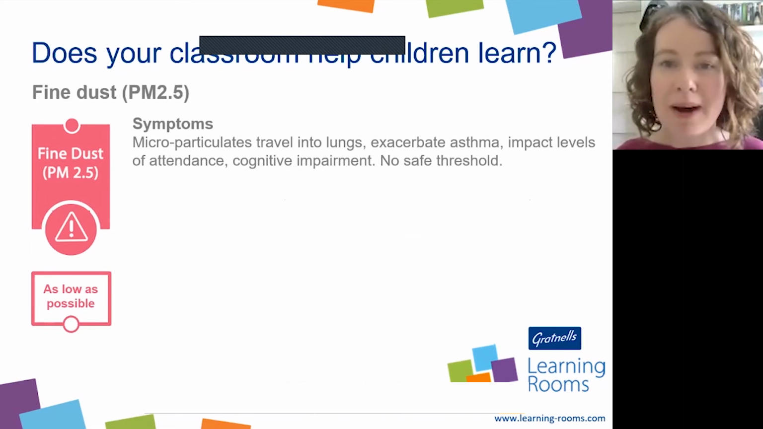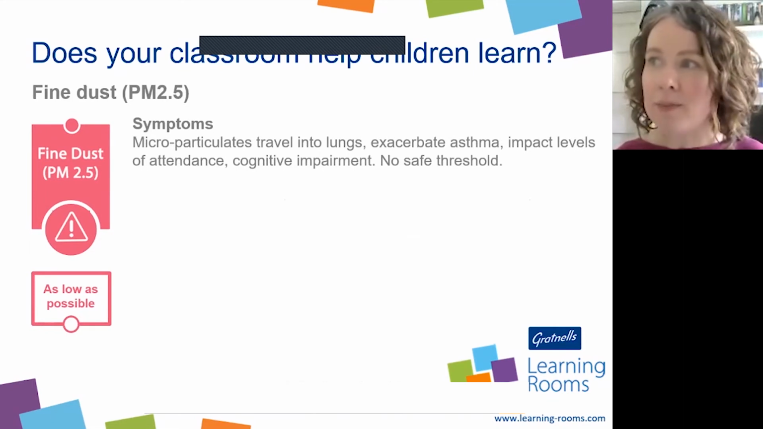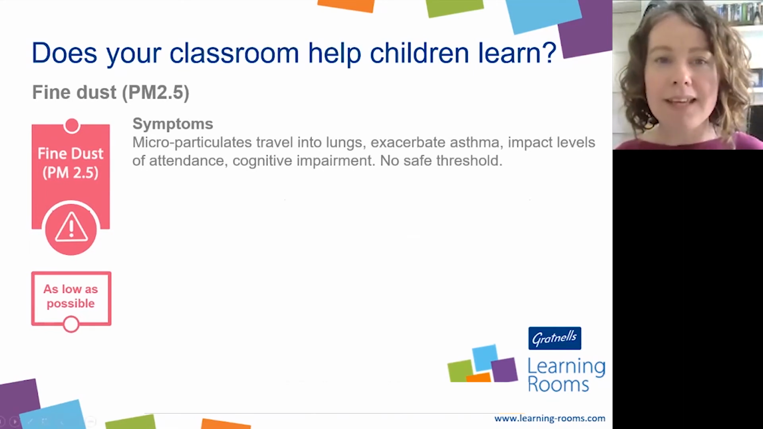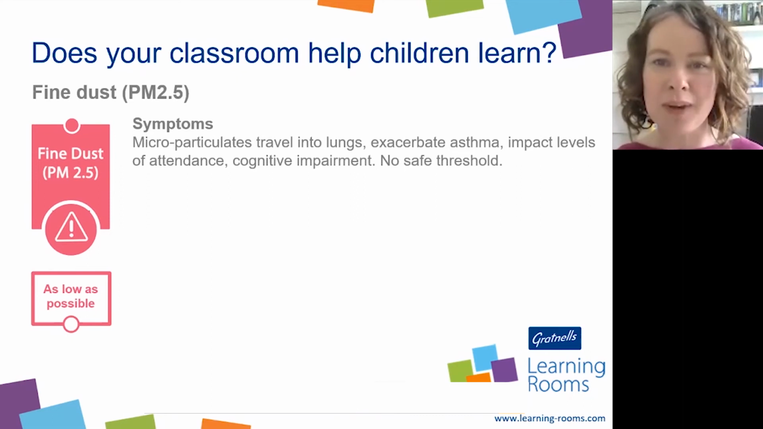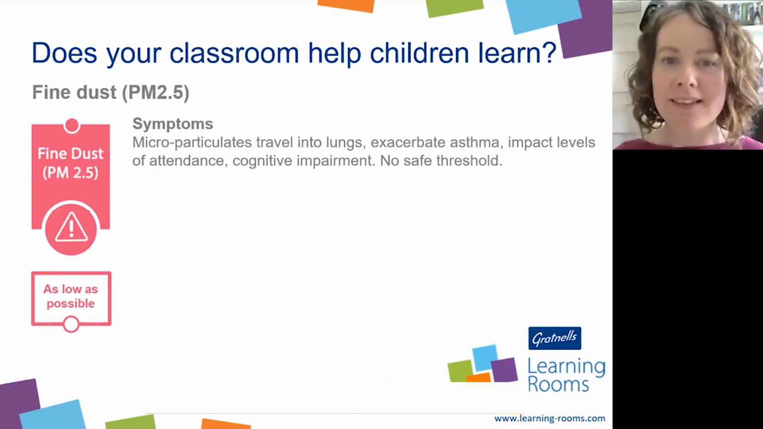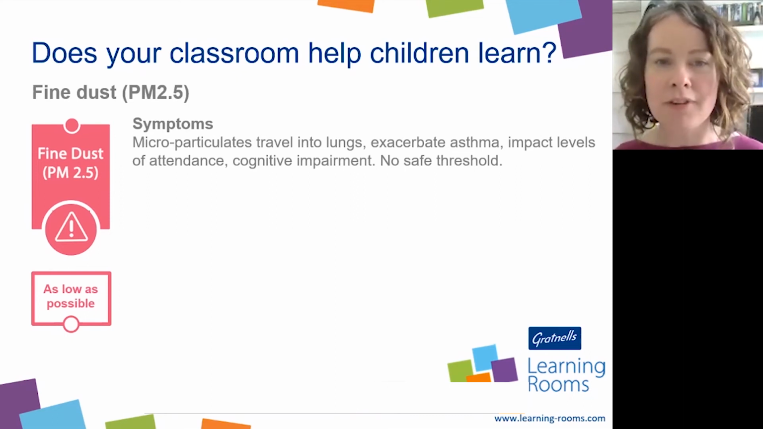The next thing I'm going to talk about is fine dust. It's known as PM2.5. It's a particulate matter with a diameter less than 2.5 micrometers, which is more than 100 times thinner than a human hair, so it's tiny. It's often also grouped with VOC and referred to broadly as air pollution.